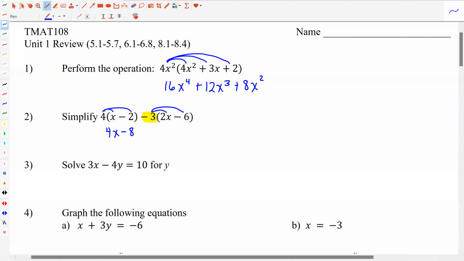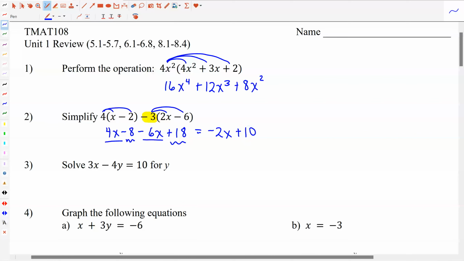So on my first distribution, I can think about it as being negative 3 times 2x. So a negative times a positive is a negative. 3 times 2x is 6x. On the second distribution, a negative times a negative is a positive, so I'll record a plus sign. And then 3 times 6 is 18. Putting my x terms together, 4x minus 6x is negative 2x. And then putting my constants together, negative 8 plus 18 is positive 10, which I'll record as plus 10. So the final answer is negative 2x plus 10.